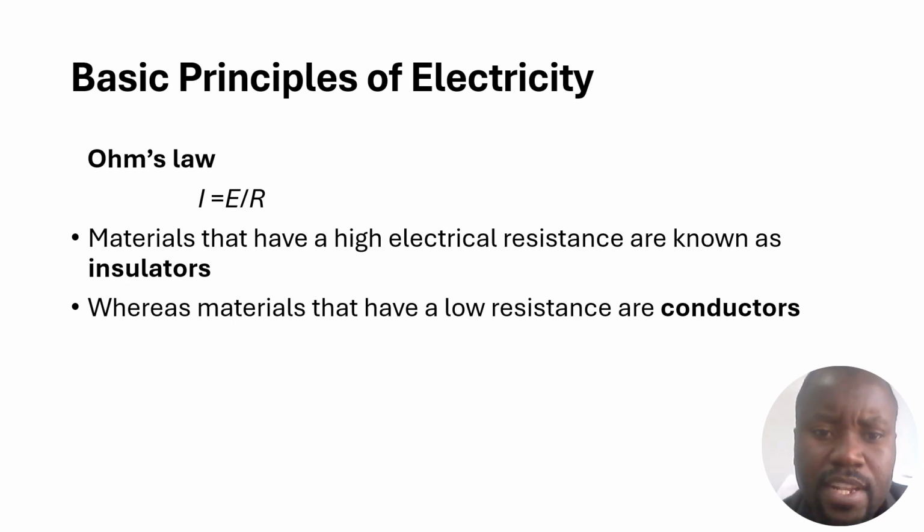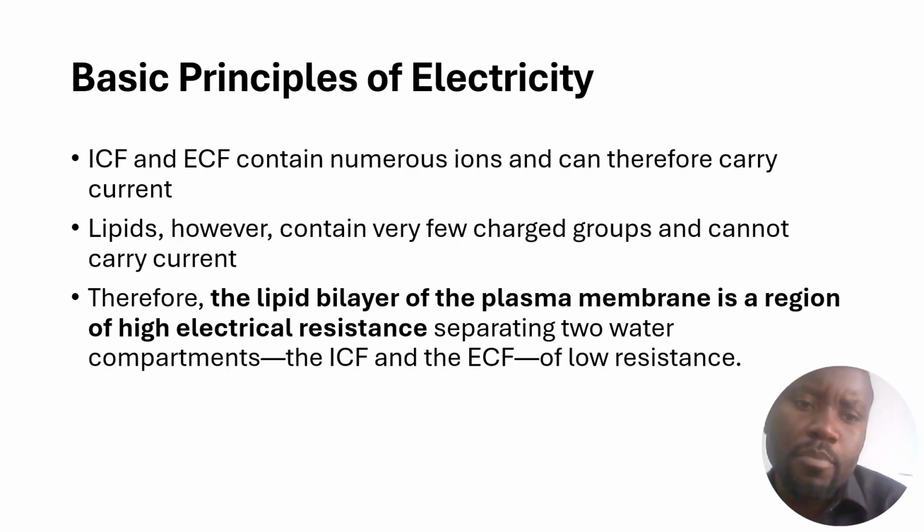Materials that have a high electrical resistance will be called insulators, whereas the opposite, materials that are able to allow flow of charge, will be called conductors. And then you realize that biological membranes are made up of fat and they have less electric charge that is able to flow across them. Therefore, we say membranes or biological membranes are insulators.